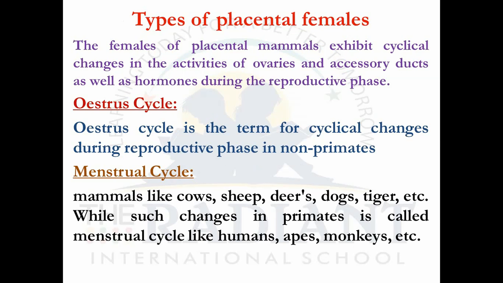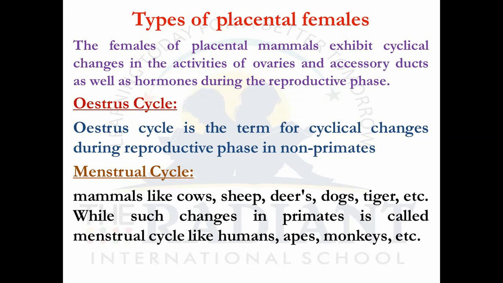Now, one more important thing is placental mammals. What exactly is the placenta? Placenta is an intermediate tissue between the fetus and the mother's uterus. It is the most important characteristic feature of mammals. Now the mammals are of two types: egg-laying mammals and placental mammals. Placental mammals exhibit two kinds of important reproductive cycles.